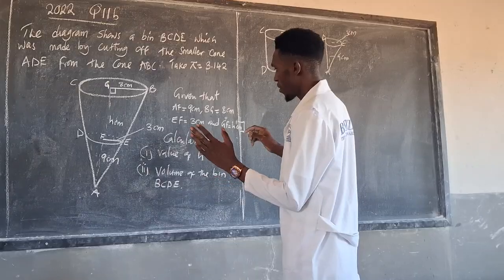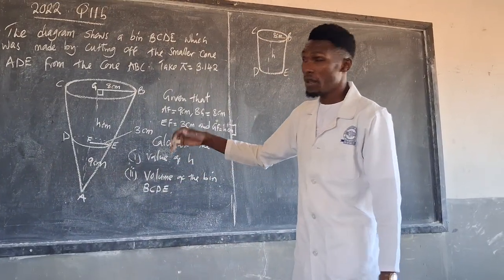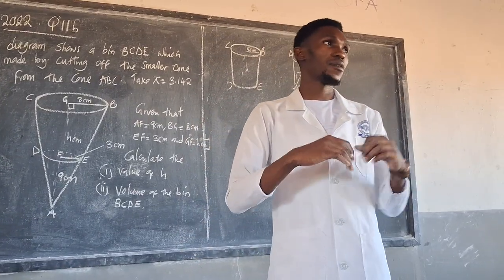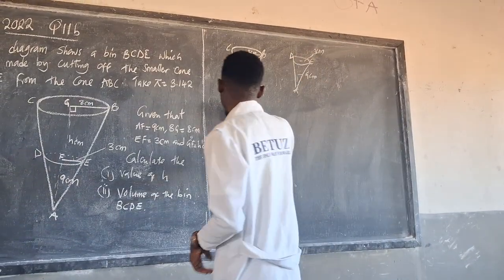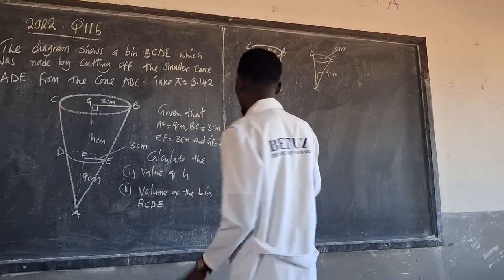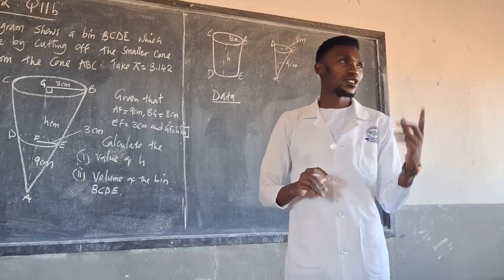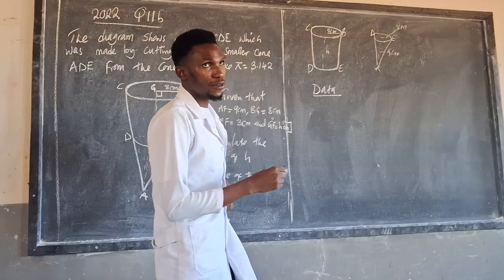So here, first of all, for us to find the value of H or to find the volume of the cone, we should have the data that we are presented. So what do we have? We say data, correct data first. We have got 2 cones. There's a bigger cone and a small cone. So we start with the bigger cone.